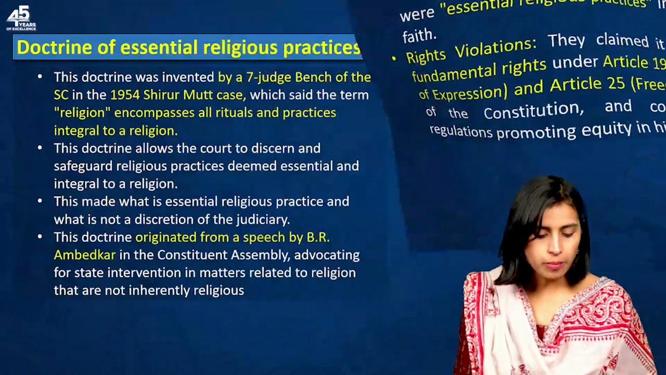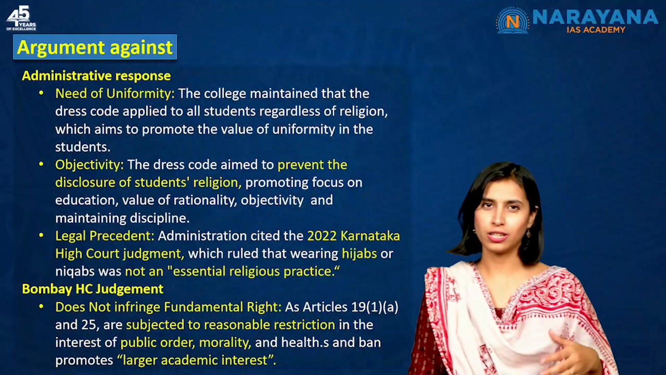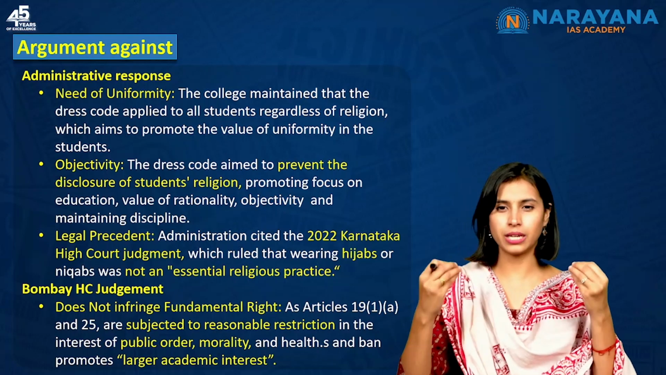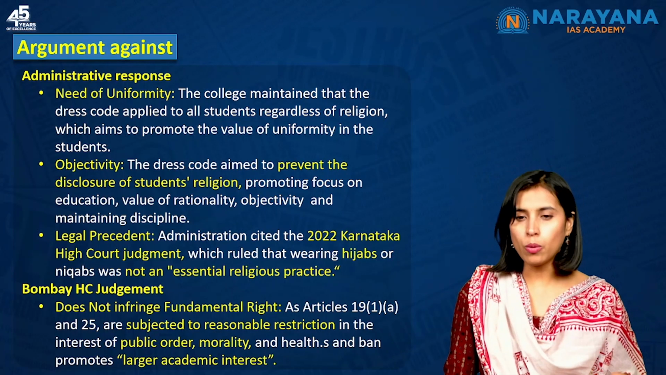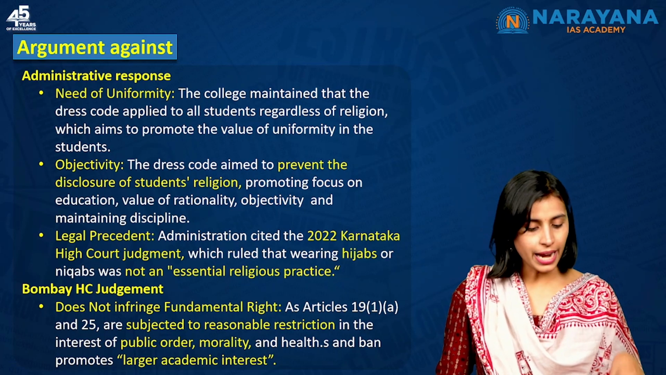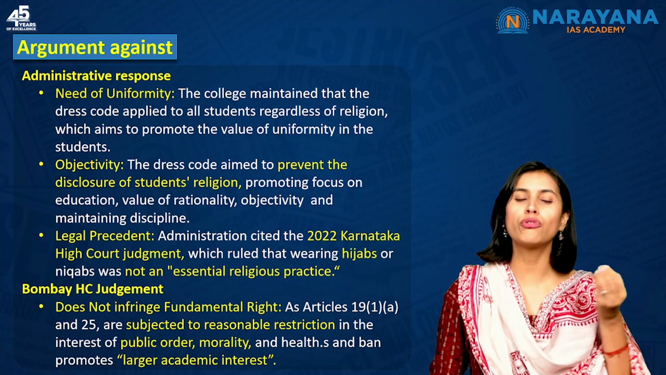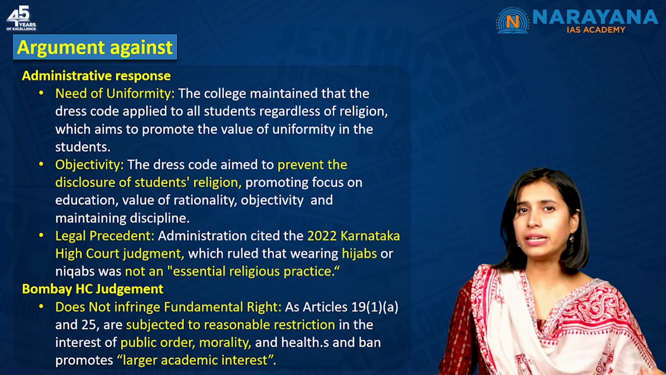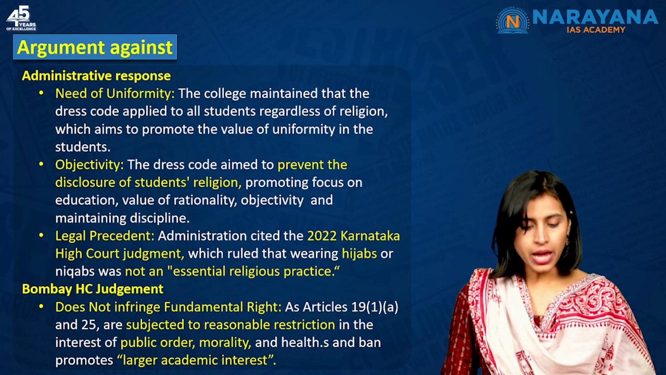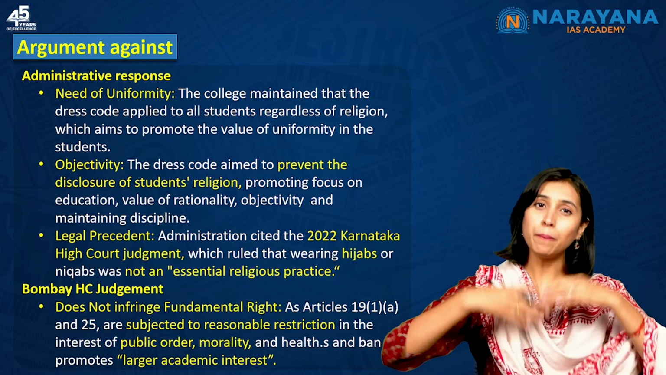Now, what is the argument given against the hijab and other religious identifiers in college institutions? Number one, the first argument comes from the administration or the institute itself, which says that there is a need for uniformity in school. They say the school is a place which promotes rationality and objectivity, and thus school has to be a place where students can rise above their religion.